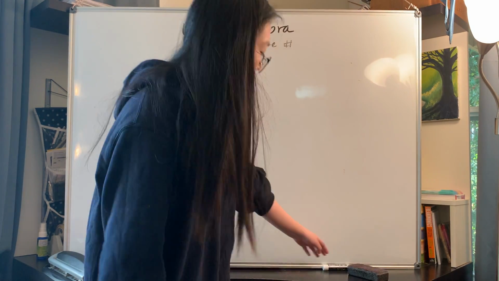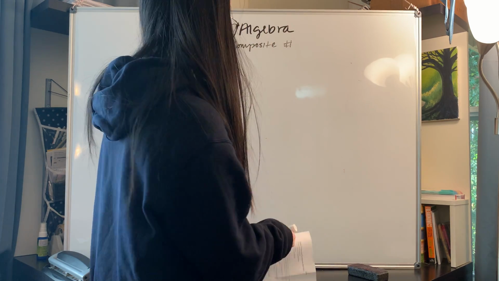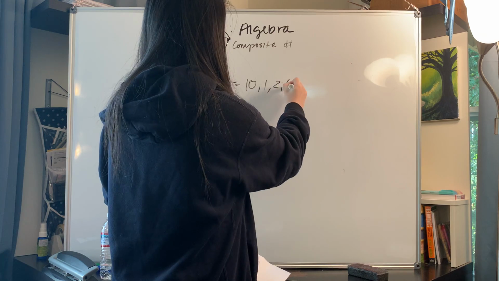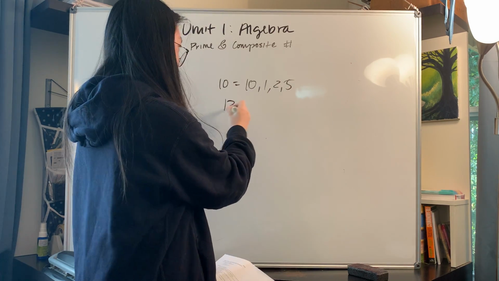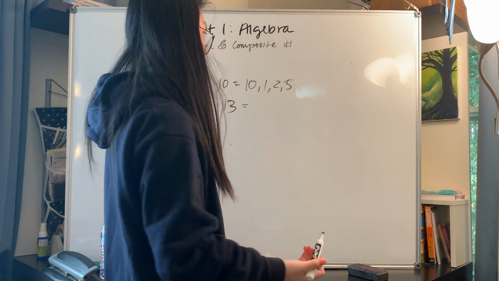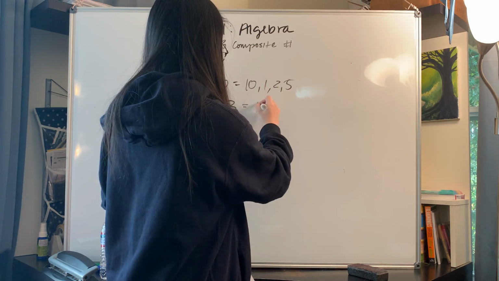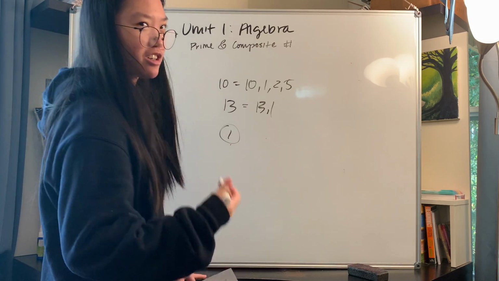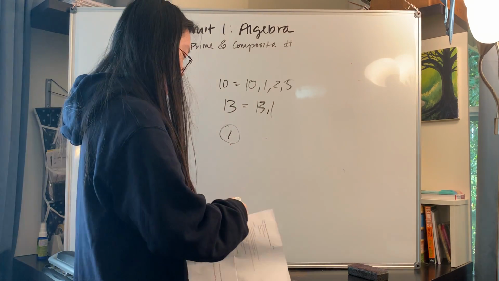For example, 10 is a composite number because it is divisible by 10, 1, 2, and 5. On the other hand, 13 is not a composite number, it's a prime number because it's only divisible by 13 and 1. And 1 is a special exception because it's neither composite nor prime.